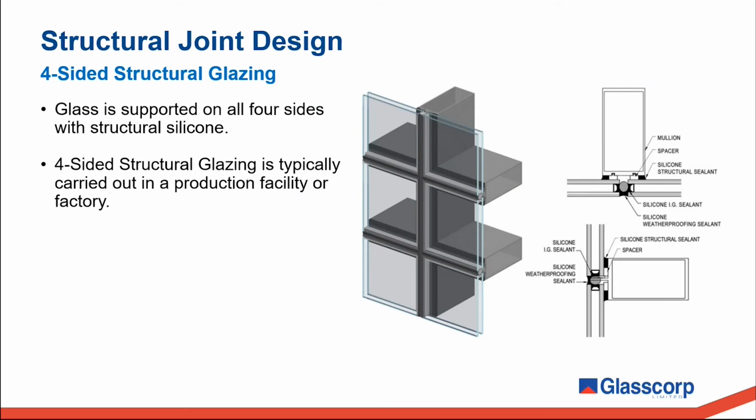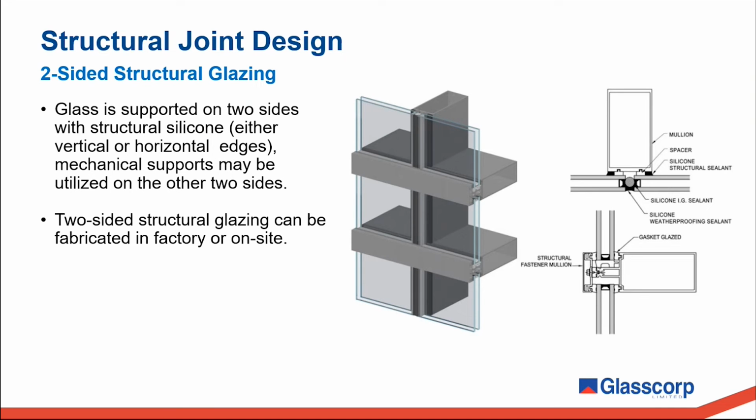The most common system used in New Zealand is what we call four-sided structural glazing. Very simply, in the system, all four edges of the glass are supported by structural silicone. Four-sided structural glazing systems are typically fabricated in a factory setting, with the completed frames then being erected on site.